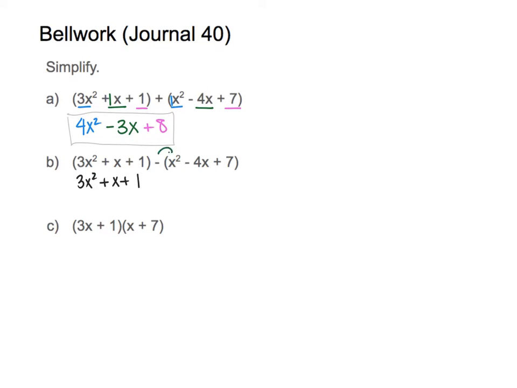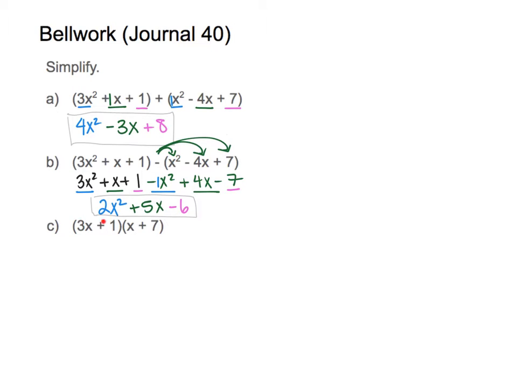Then this one here, I'm going to distribute the negative sign, which makes it a negative x squared, a positive 4x, and then a minus 7. Looking at this, it looks like you have two x squares. If I combine those two, 3 minus 1 gives me 2x squared. And then I have an x here and an x here. If I combine those, I get a positive 5x. And then the last term here, I have a 1 and a negative 7. If I add those, I get a negative 6. And it looks like I can no longer simplify, so this is my final answer.